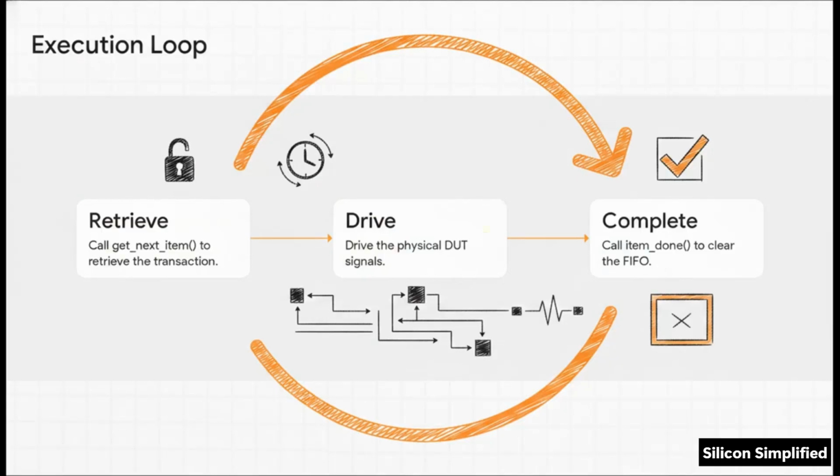This simple three-step loop is the absolute heartbeat of your driver component, and it typically lives inside a forever loop in the run phase. Step 1, block and wait by calling get_next_item. Step 2, execute the cycle-accurate pin wiggling, asserting addresses, shifting data, doing whatever your specific protocol requires. And finally, Step 3, and look, we've all caused a simulation to hang by forgetting this, you absolutely must call item_done.